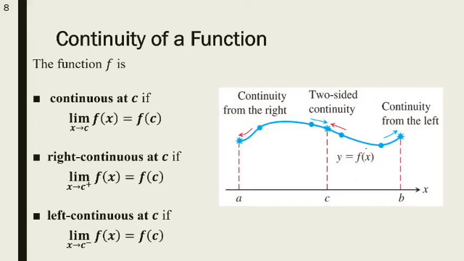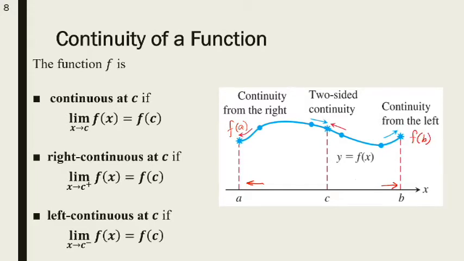So given a graph of a function y is equal to f of x, which is defined on the interval a to b, as x approaches a from the right, it has continuity from the right because the function approaches the value of f of a. And as x approaches b from the left, it has continuity from the left since it approaches f of b.